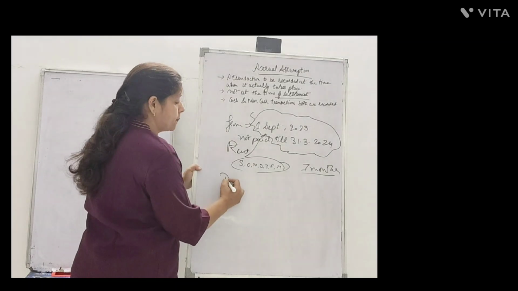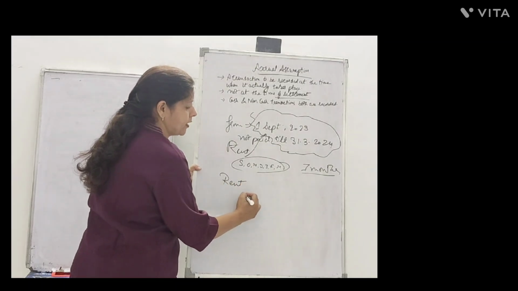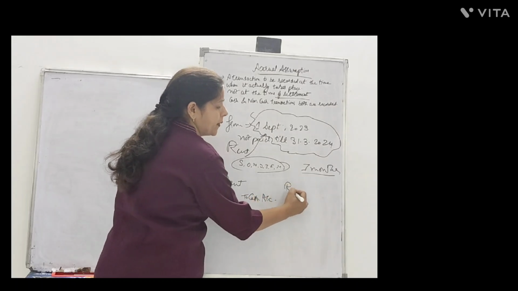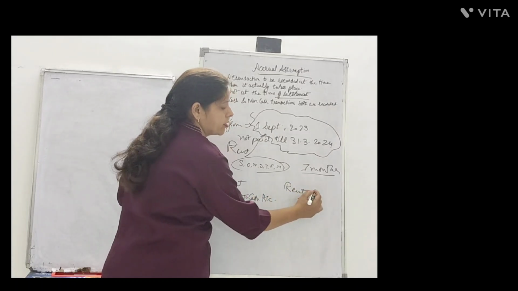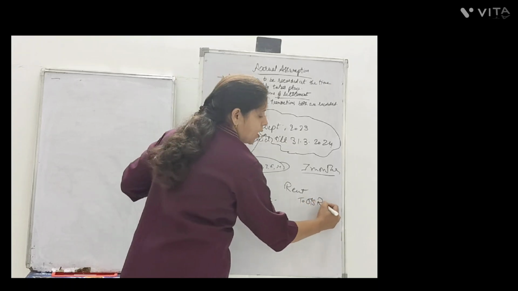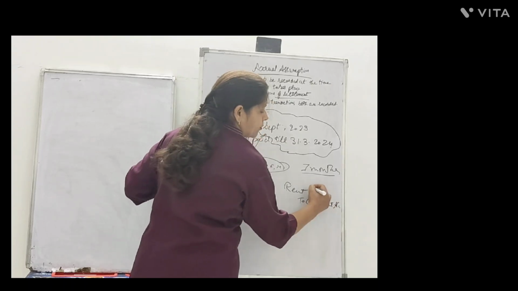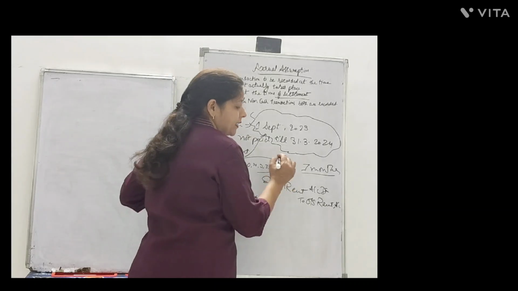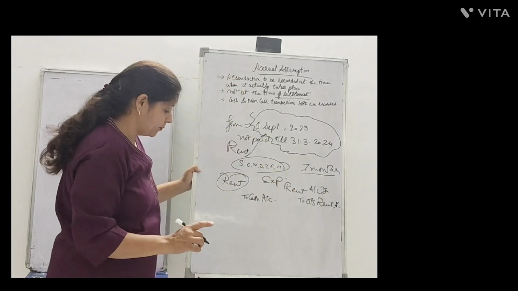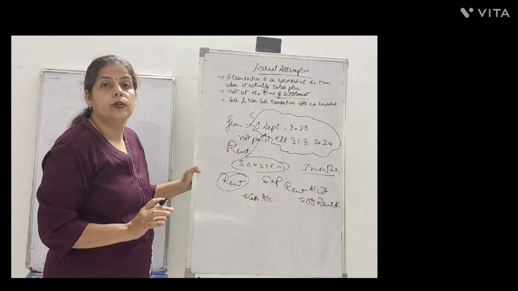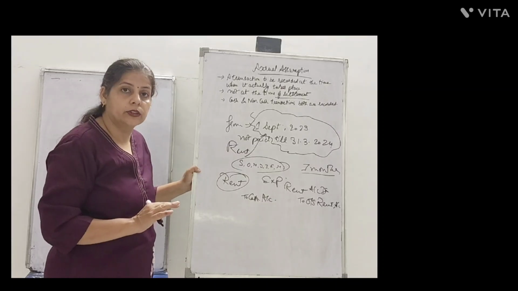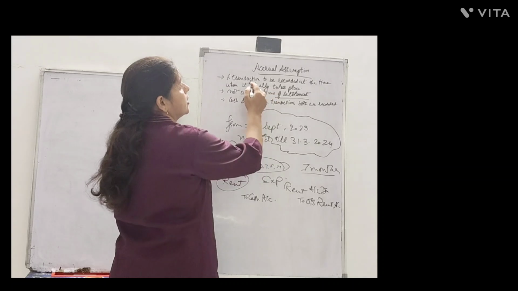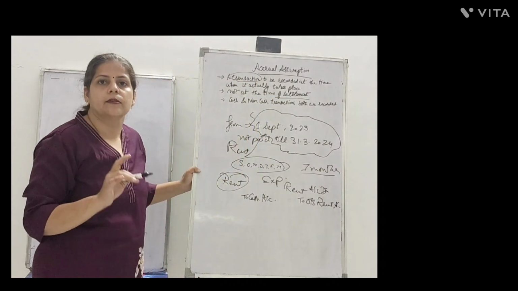So when rent is paid, we pass the entry rent account debit to cash account. But if it is not paid, then we pass the entry rent account debit to outstanding rent account. Because rent is your expenditure and it must be recorded from the due date, from the date when you actually use the services, when that particular transaction has taken place.